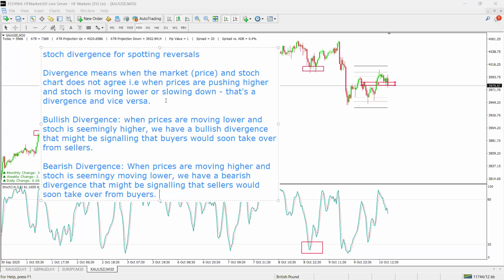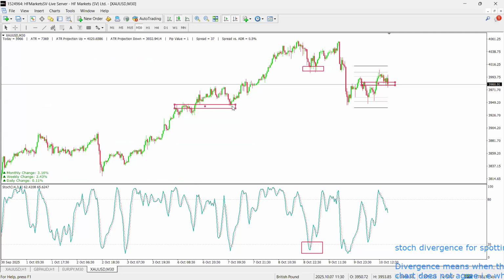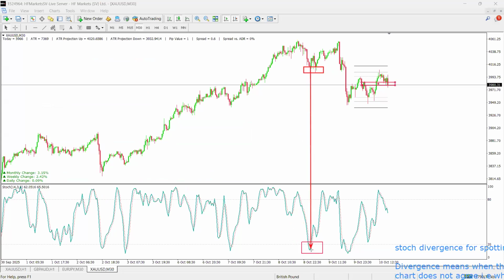Now, if you look at gold, for example, gold has a stretch higher. And then yesterday we saw a very big move lower of about 1,200 pips. If you look all through when this move happened, there wasn't any reversal signal. For example, connect the dots here: market went up, stock went up.